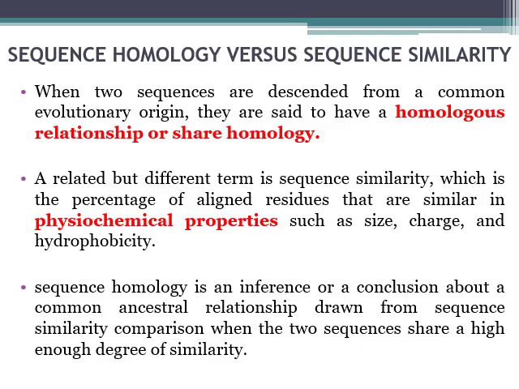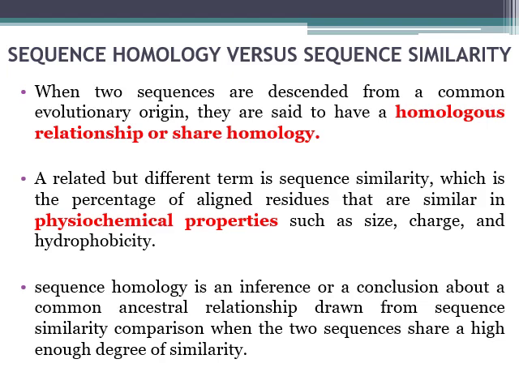Then there are two terms in sequence alignment that we hear regularly. One is sequence homology and the other one is sequence similarity. Now, when two sequences are descended from a common evolutionary origin, meaning they are sharing a common ancestor, they are said to have a homologous relationship or they share homology. So such sequences will be called homologous sequences.